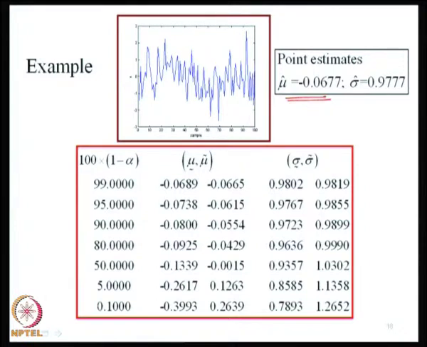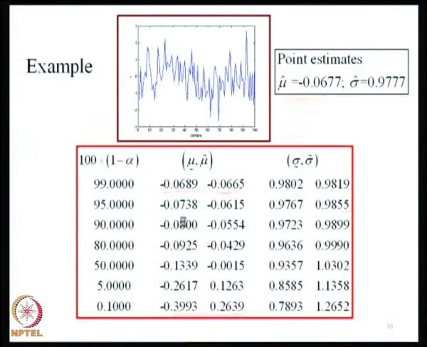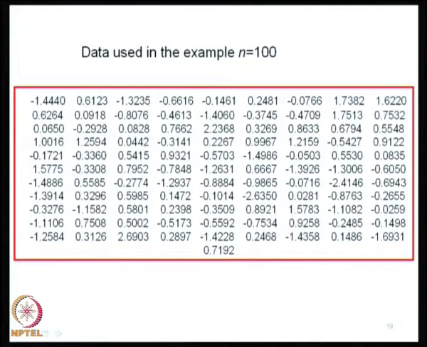Okay. So, with 99% confidence the interval is this, and with 10% confidence the interval is this. This is for standard deviation, and this is for mean. So, you can try to assimilate this and see what information this conveys. Now, the data used in this example is provided here, so you could actually replicate this table, and I leave that as an exercise for you.